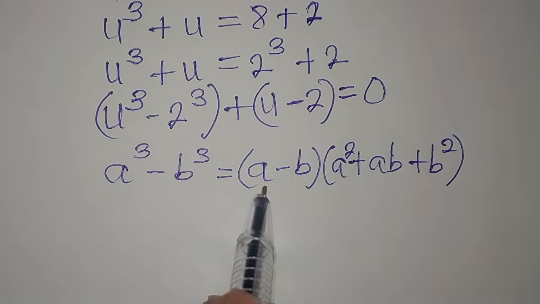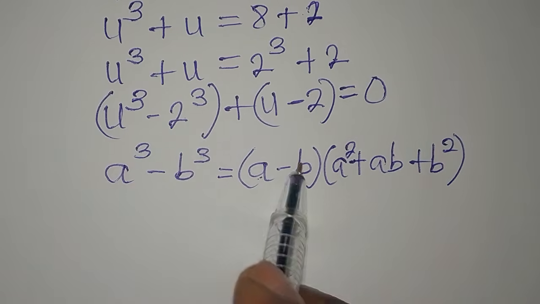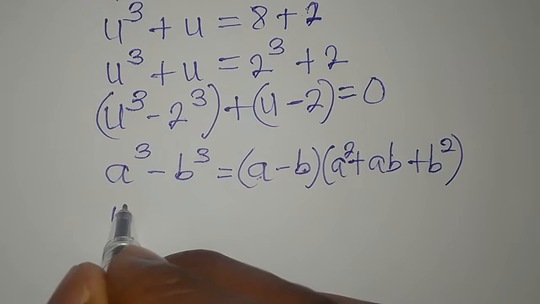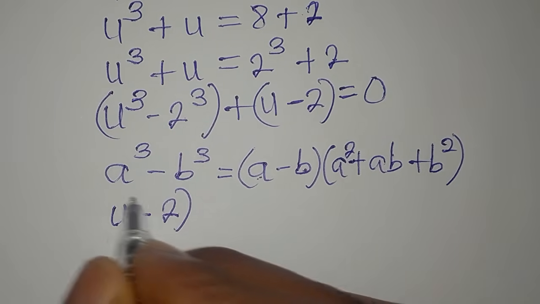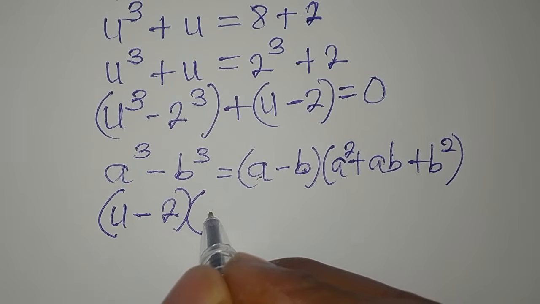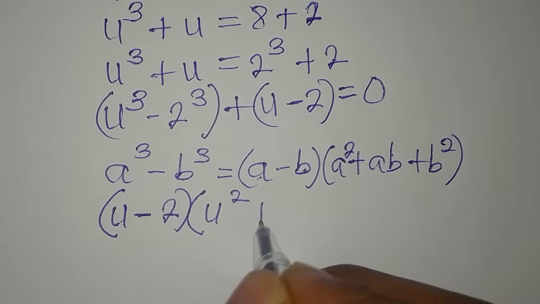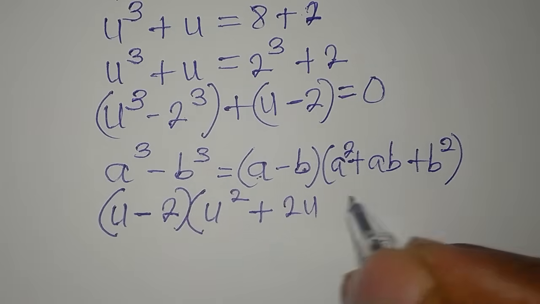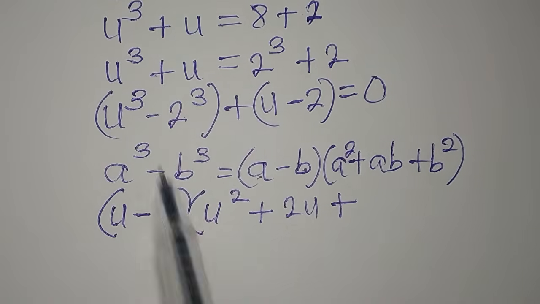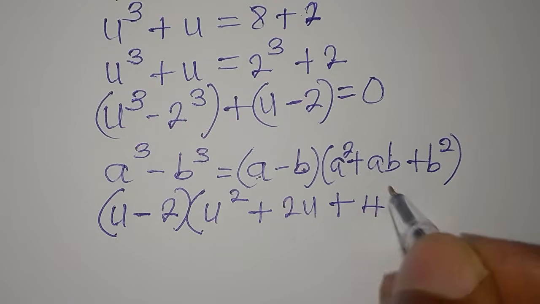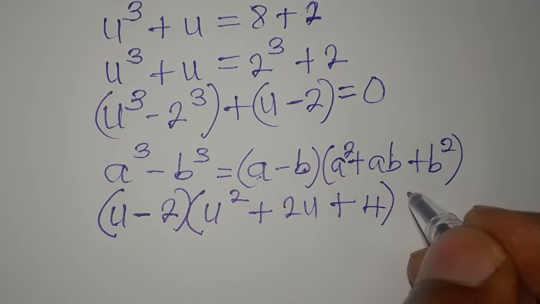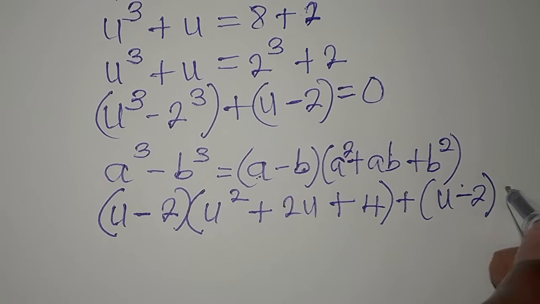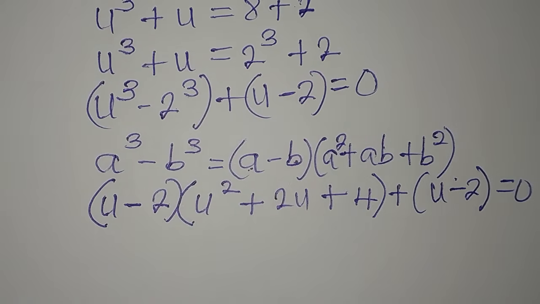Our a here is going to be u and this b is 2. So let's put this into this. We have u minus 2 into a squared, that is going to be u squared, then plus ab. ab is going to be 2 multiplied by u and it's 2u. Then plus b squared, which is going to be 2 squared, and 2 squared will give 4, right? Then we have our plus u minus 2. We'll still equate this to 0.